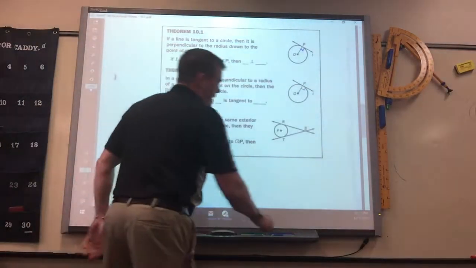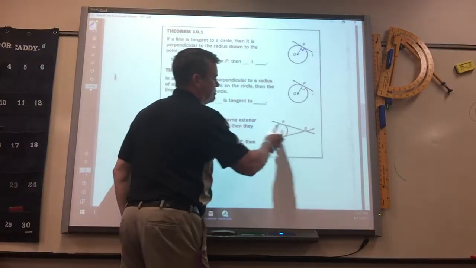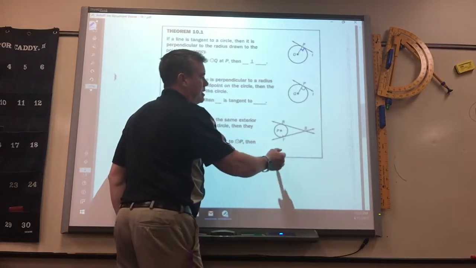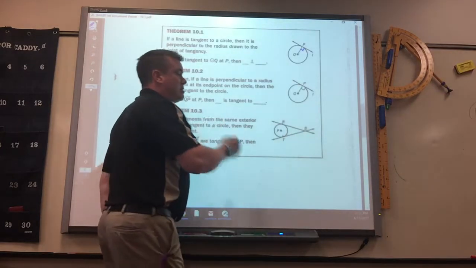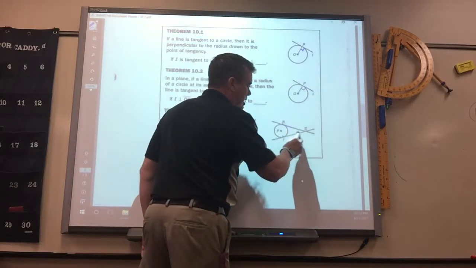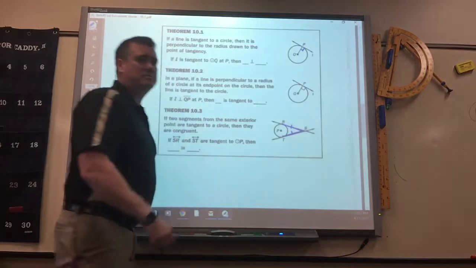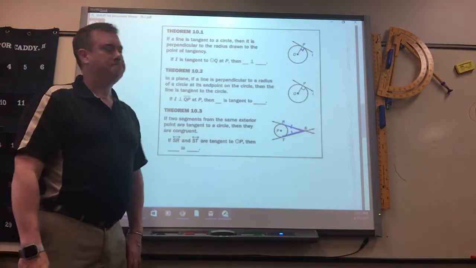Okay, if you've got two tangent lines, so that R is a point of tangency and so is T, and those lines intersect, this line and this line are going to be congruent to each other.